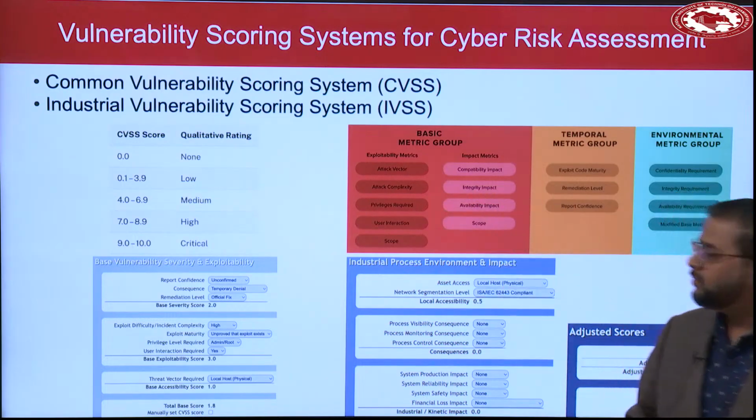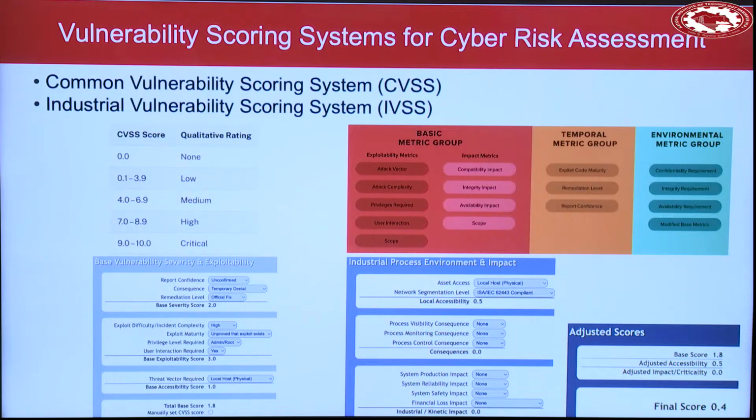If the score is 0, there's no risk. If the score is, for example, 0.1 to 3.9, it's a low risk. 4 to 6.9 is medium risk. 7 to 8.9 is high risk. And 9 to 10 is critical.